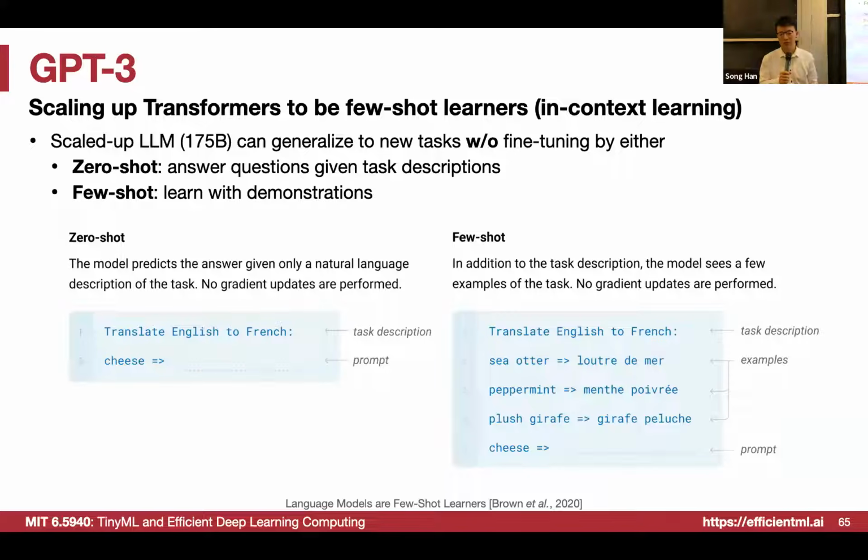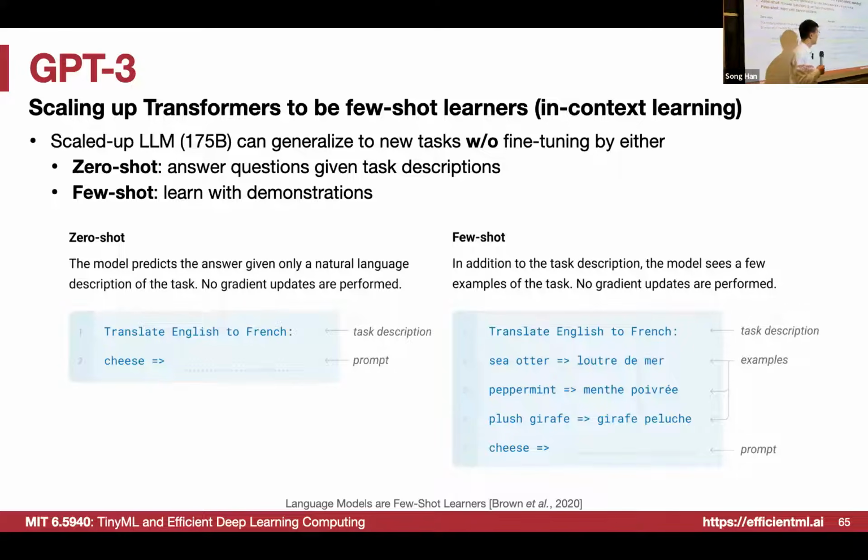Zero-shot is basically saying that we directly describe the task in our prompt. We don't train a model for different tasks. We use the same model across different tasks. And how do we specify the task? We put it in the prompt: translate English into French, given this English word. Okay, so this is zero-shot. It predicts the answer only given a natural language description of the task. No gradient ever happened. No fine-tuning actually happened.